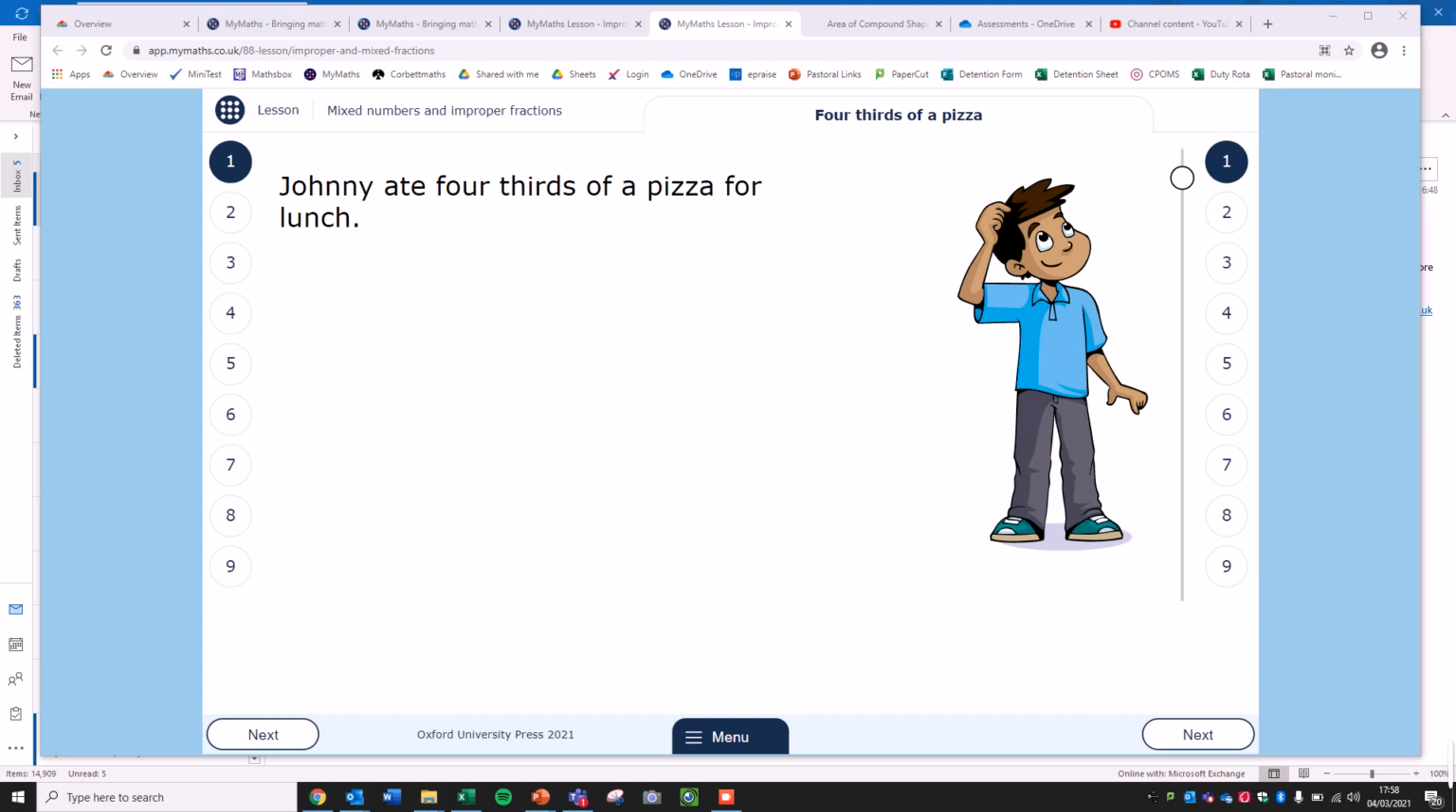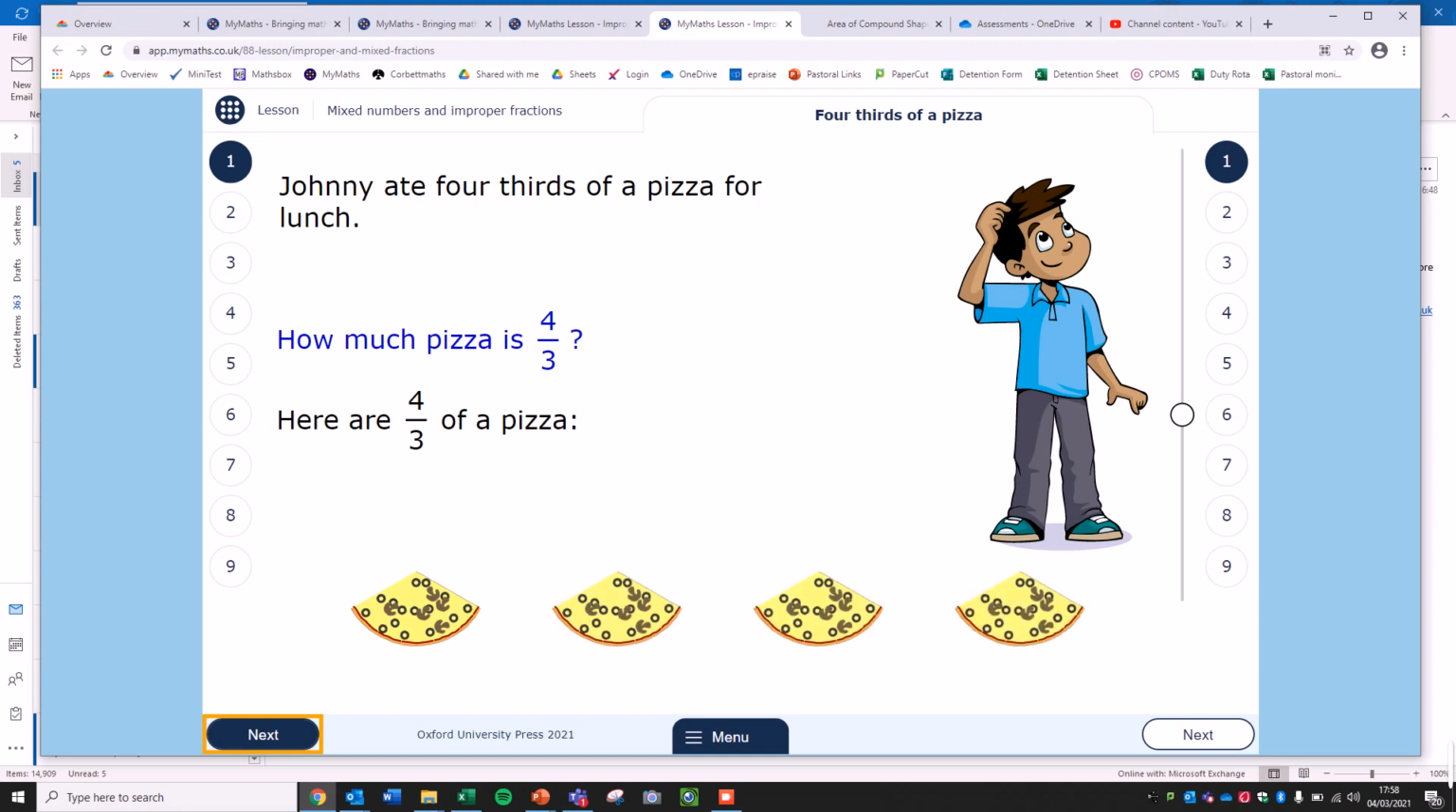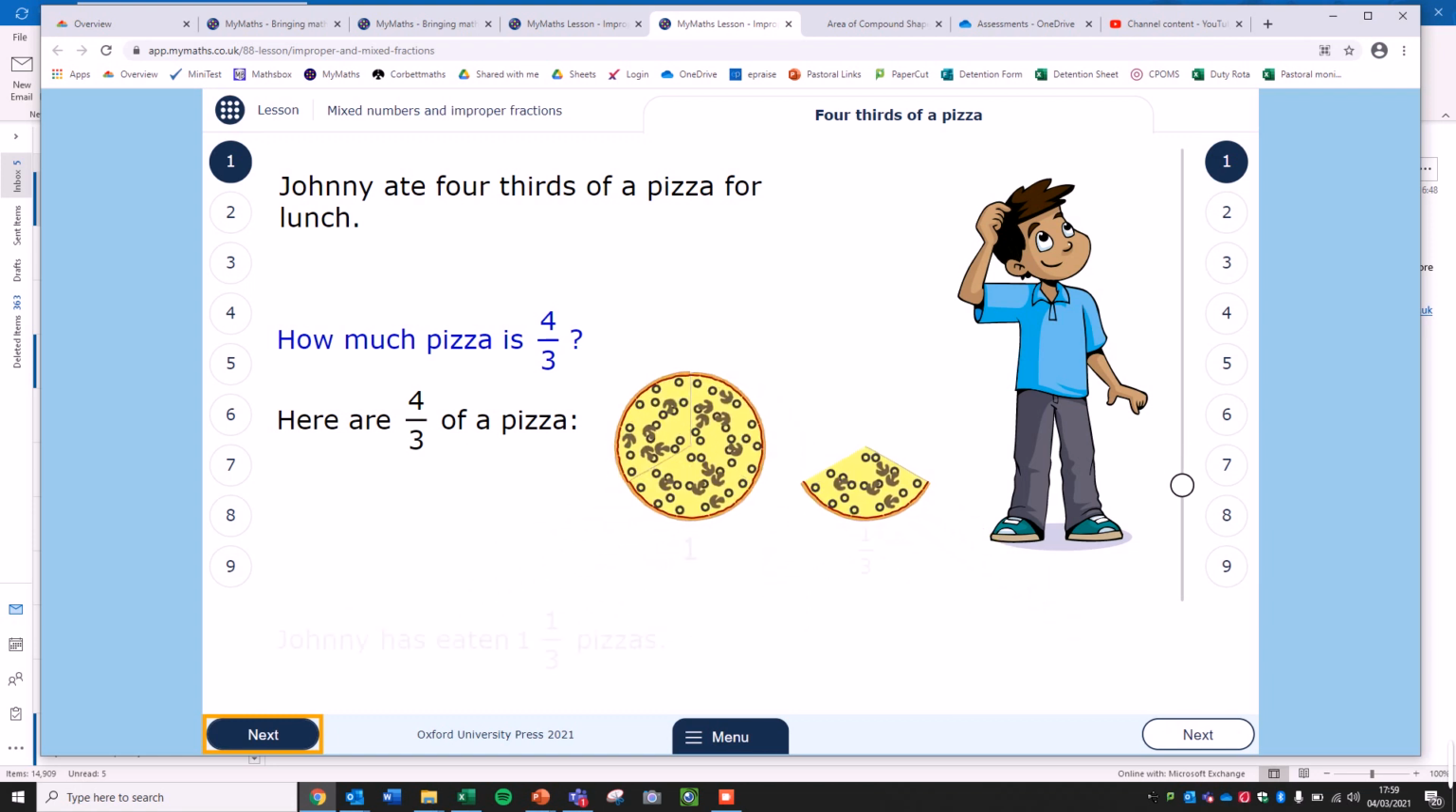Okay, I'm going to go through a couple of them with you now. Number one is about Johnny and his pizza. I think we looked at this briefly before, but we'll look at it briefly now. Johnny ate 4/3 of a pizza. So how much pizza is 4/3? Well, there's 1/3, 2/3, 3/3, 4/3. There's your 4/3. And if you stick the ones that stick together, I think we're quite happy now. That gives us 1 and 1/3.